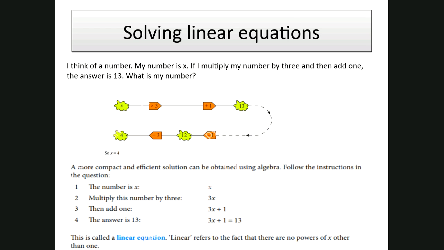There is an unknown number, a variable number, that is x. If you multiply it by 3, it becomes 3x, and then add 1, and that is equal to 13. This is a complete equation.